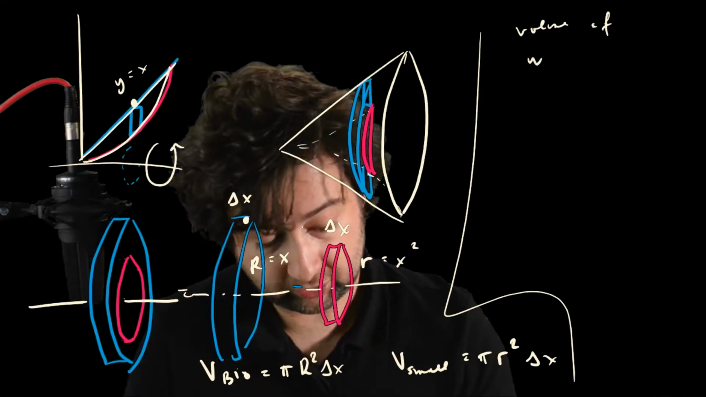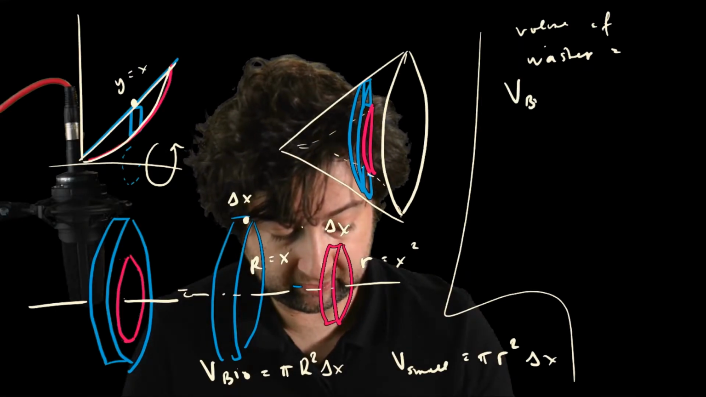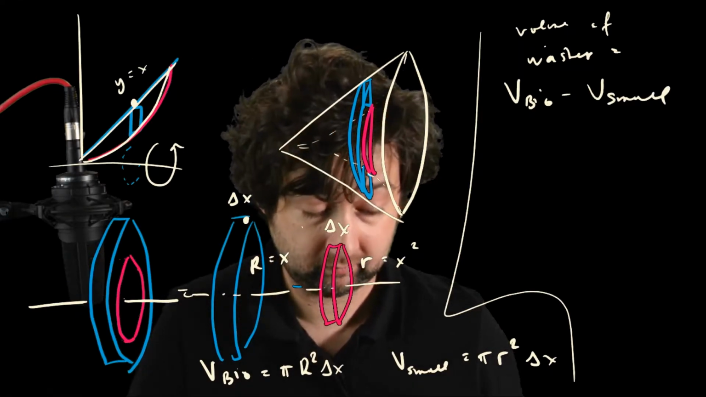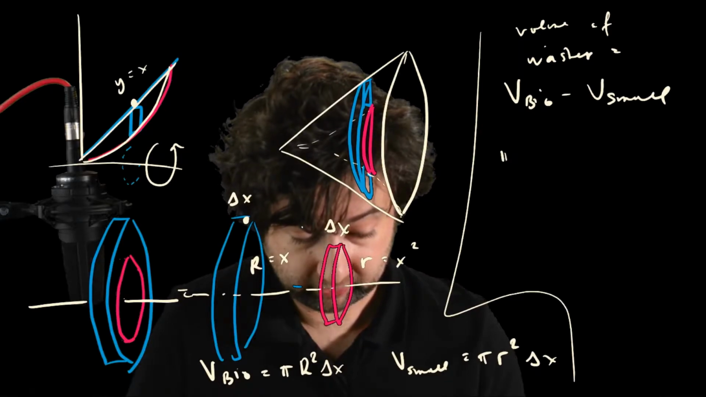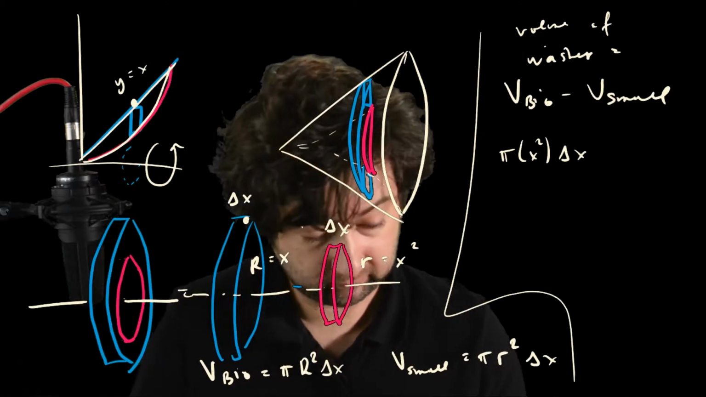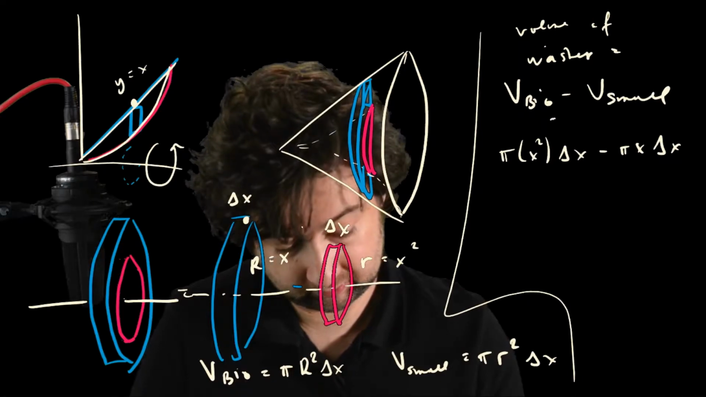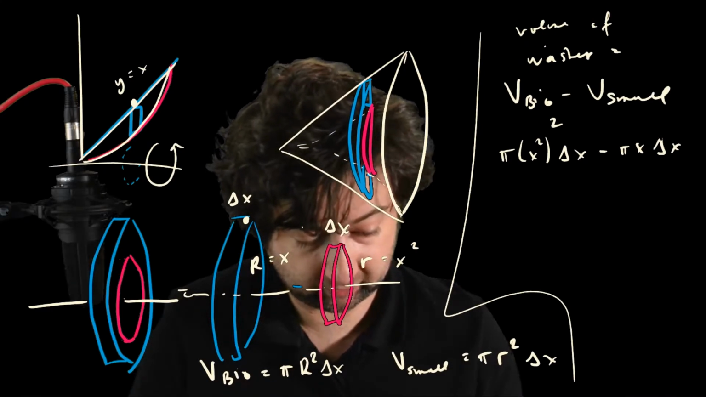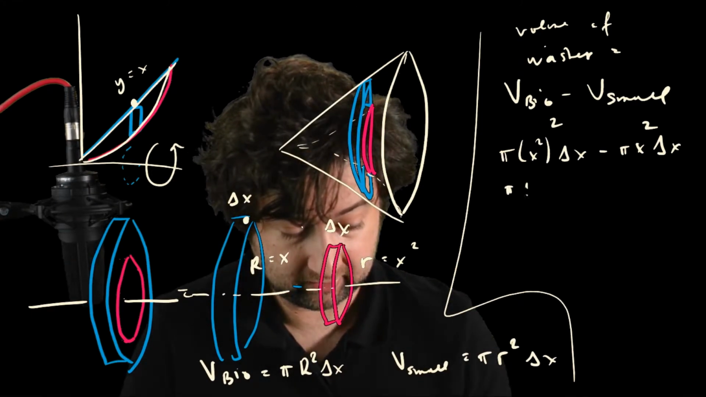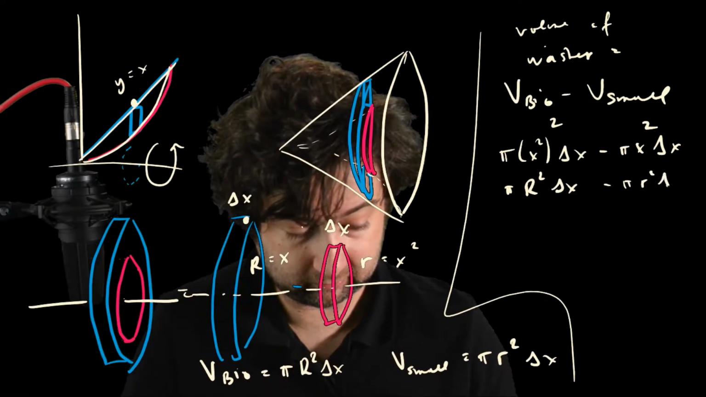So the volume of the washer is equal to the volume of the big cylinder minus the volume of the small cylinder. Well, that's just pi times x squared dx minus pi times x dx. And I'm supposed to square both of these because it's capital R squared and little r squared. Again, remember, all we've done here is pi capital R squared delta x minus pi little r squared delta x.